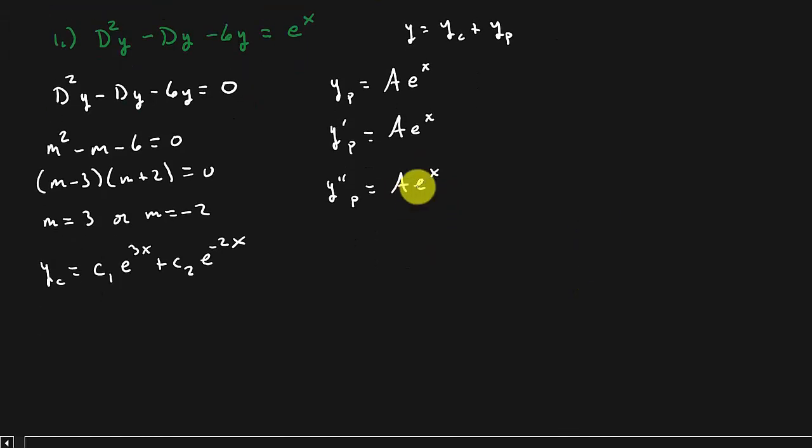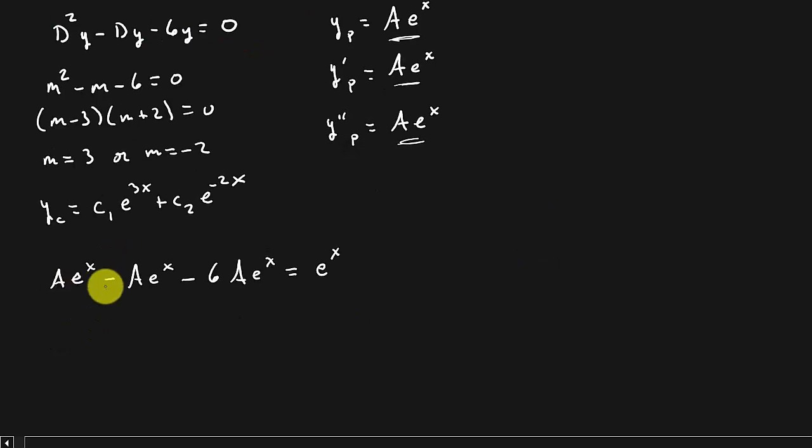All right, and then we take each one of these and plug them back in. We're going to plug this in for the second derivative, this in for the first derivative, and this in for y. So we've got a e to the x minus a e to the x minus 6 times a e to the x, and that equals this e to the x here.